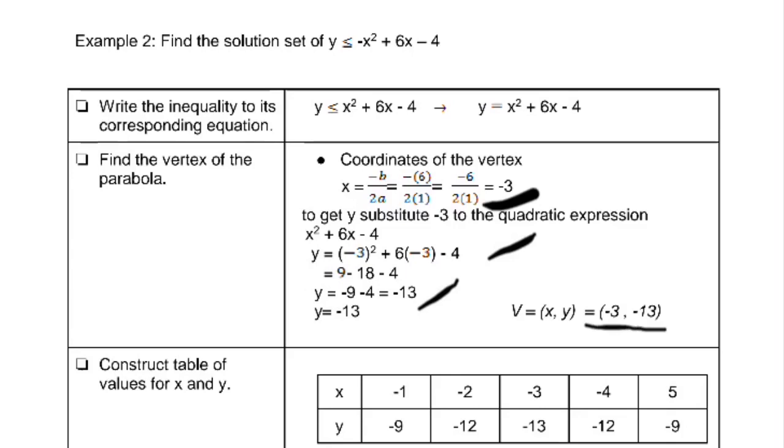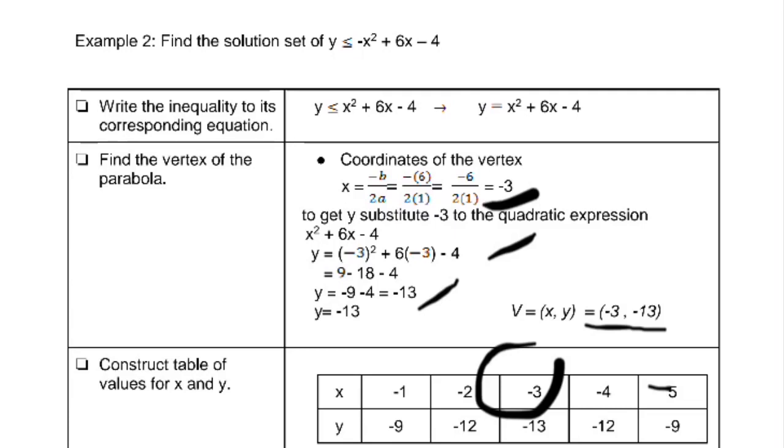So again, you're going to base your values of x on the value of x in the vertex. So the value of x in the vertex is negative 3. So you're going to use negative 2, negative 1 for the left side, then negative 4 and negative 5 on the right side. If x is negative 1, just substitute x with negative 1 to find the value of y. So this is negative 1 squared, 1. 6 times negative 1 is negative 6. So 1 minus 6 is negative 5. Then minus 4 is negative 9.